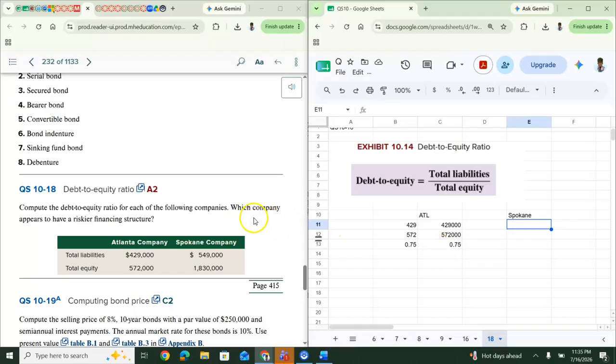And then it asks you which company appears to have a riskier financing structure. So if you have your assets tied up in more liabilities, then that's considered riskier. So after you do this comparison, you're going to see who has the highest debt percentage to the overall equity. So whichever one has higher debt to equity would be the one that's kind of playing it by ear, more riskier. Okay, so that's all I'm going to give you.